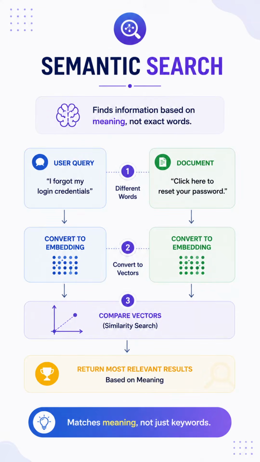What is semantic search? Semantic search is a search technique that retrieves information based on the meaning of a query rather than matching exact keywords. For example, imagine a document contains the sentence, "Click here to reset your password." Now, if a user searches for "I forgot my login credentials," a traditional keyword search might not return the document because the words don't match.